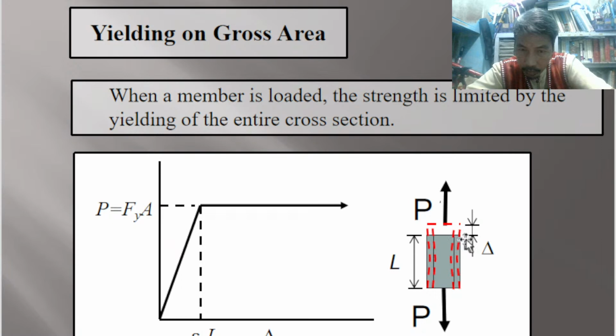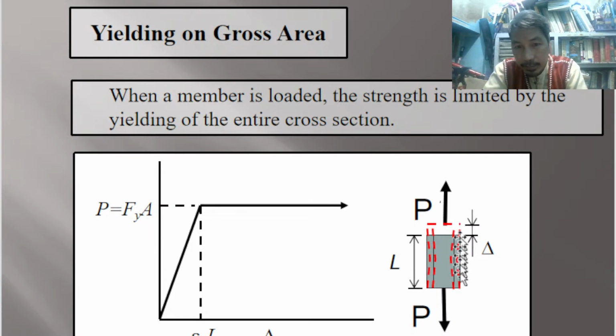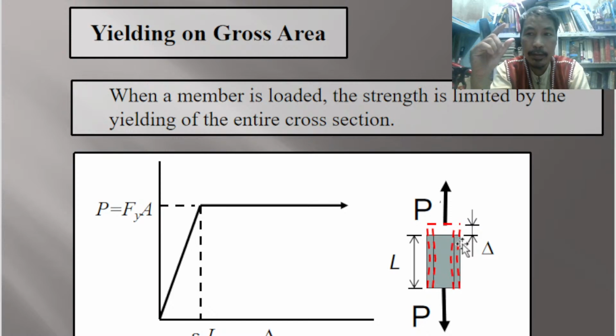So this section, since we are applying the tensile force, is subjected to delta. So delta is the change in length. Okay. So it would elongate. So when the member is loaded, the strength is limited by yielding of the entire cross section. So this delta is actually the total change in length, but that is also the total contribution of the total length, because per unit length there is a small contributing strain. So if you total the strain, you have the delta. Okay?